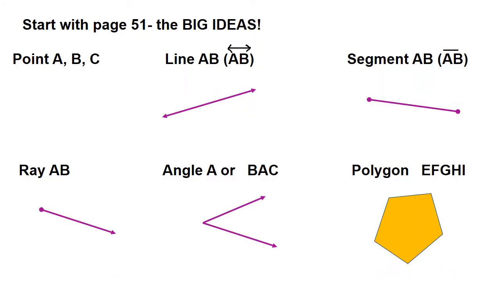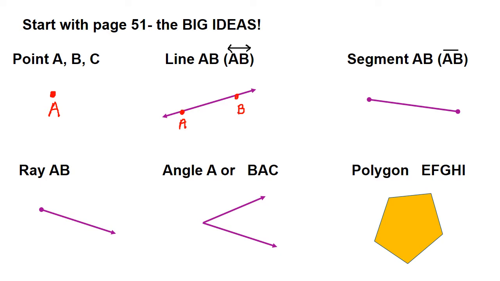Start with page 51, the big ideas. Remember that point A, B, and C is a place in space, a point. We use capital letters to show that there is a point. And of course we can go from point to point or through point to point. Any 2 points makes exactly one line. And there's infinitely many points in between.